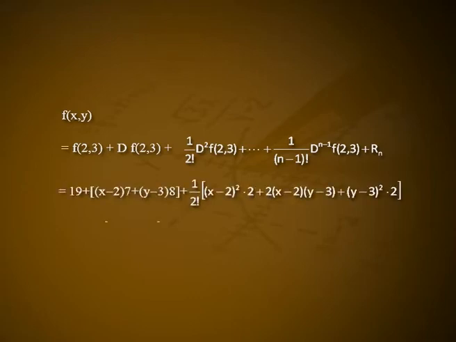which is equal to 19 + (x − 2)·7 + (y − 3)·8 + 1/2! [(x − 2)²·2 + 2(x − 2)(y − 3) + (y − 3)²·2], which is equal to (x − 2)² + (y − 3)² + (x − 2)(y − 3) + 7(x − 2) + 8(y − 3) + 19.